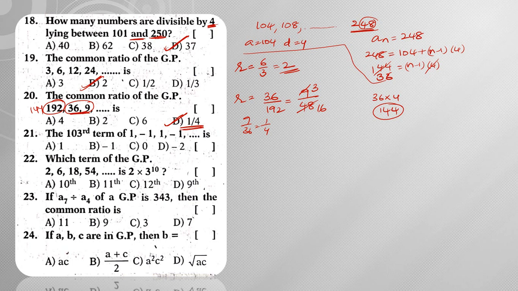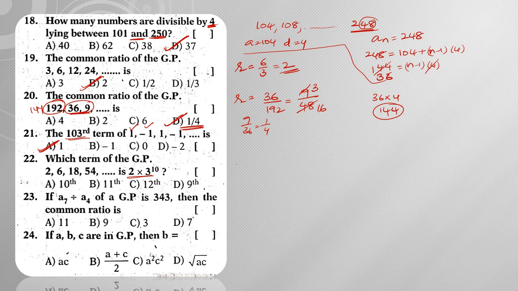Next, the 1/3 term of 1, minus 1, 1, minus 1. If you observe, here the first position is a positive value, the second position is negative. That means the 1/3 term is in an odd position. So odd position means its answer will be 1, because in positions 1, 3, 5 we are having positive 1, right?